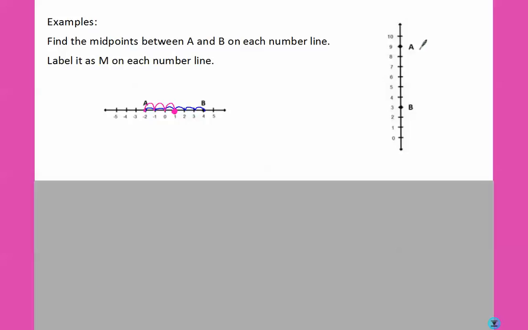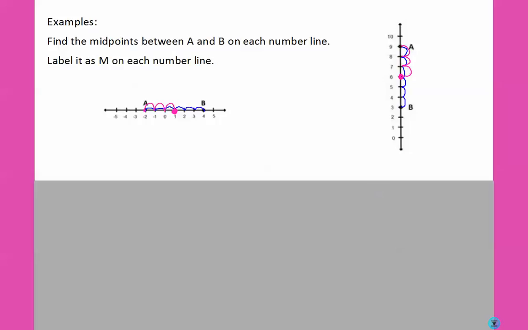Let's look at it vertically. If A is at 9 and B is at 3, there's 1, 2, 3, 4, 5, 6 spaces again. So the midpoint, or the middle, would be 3 spaces away. 1, 2, 3. The middle would be at 6.